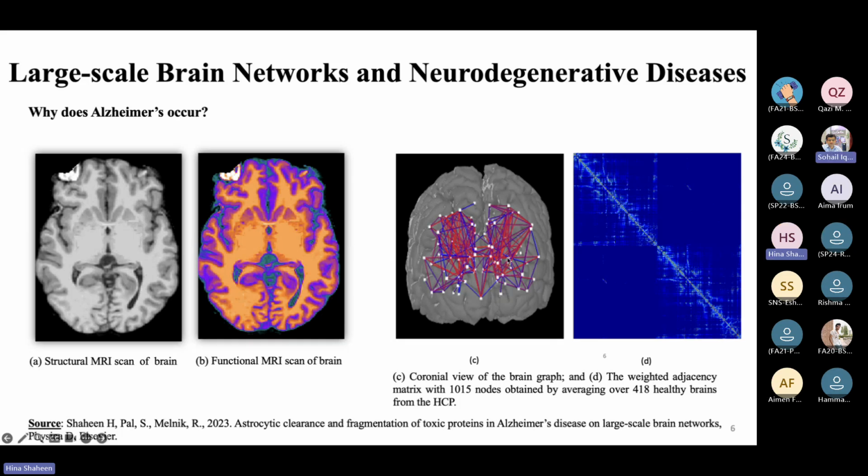I'll be having very basic questions. Did you draw these nodes and edges based on the image, or was there some extra information given along with the images? So everything is given in the Human Connectome Project database.